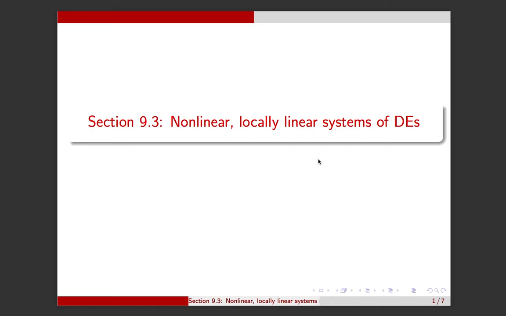This is the last section before we reach our last big application of the course. In sections 9.4 and 9.5 we study ecological models. This section 9.3 is the last piece we need to fall into place before we study those models.